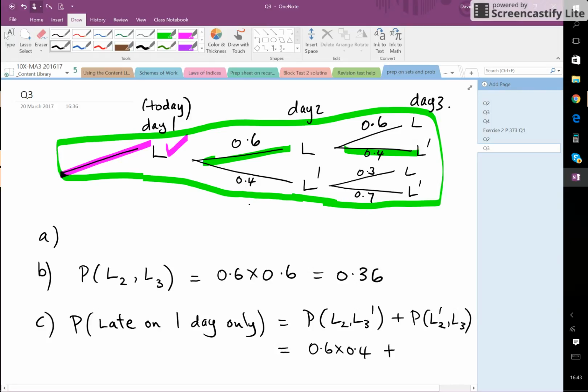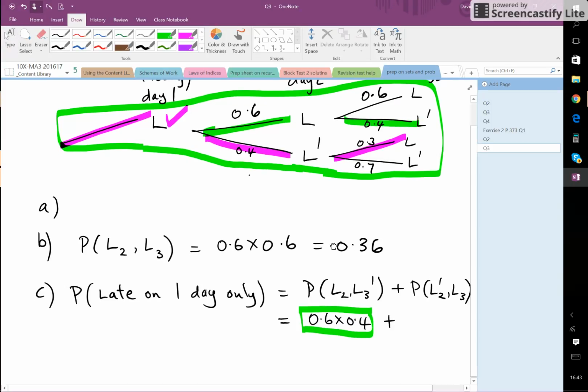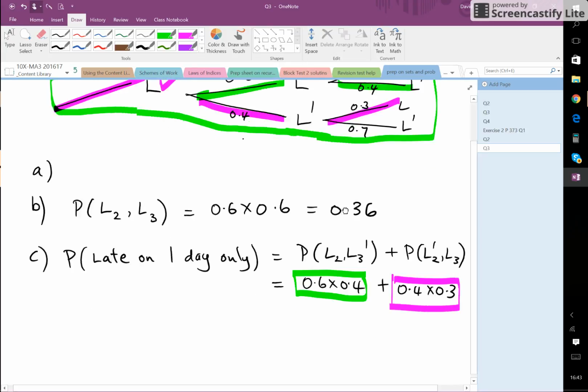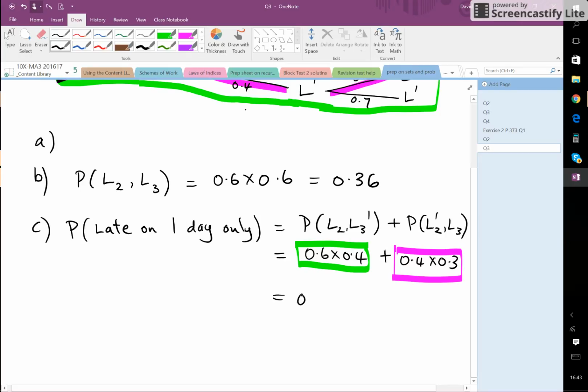So that's the green. And then the pink is we can be not late on the first one, but late on the second one. So the pink ones are going to be 0.4 times 0.3. Okay, so just do this. 6 times 4 is 24, so it's 0.24, and 4 times 3 is 12, so it's 0.12, and add them together, and we get 0.4.